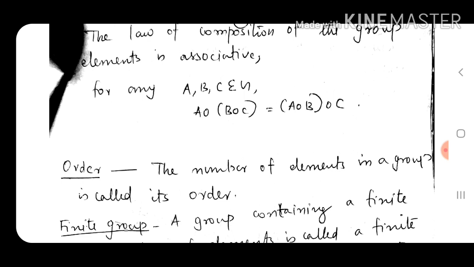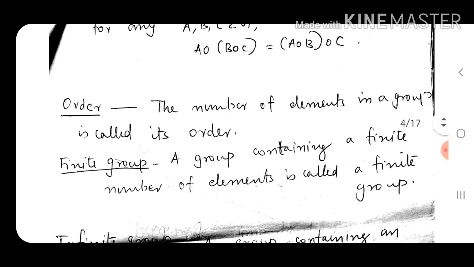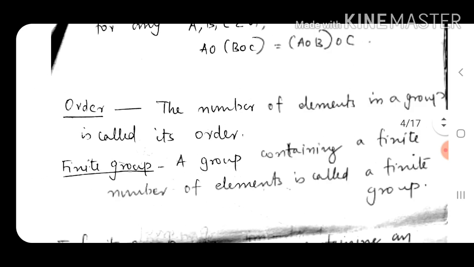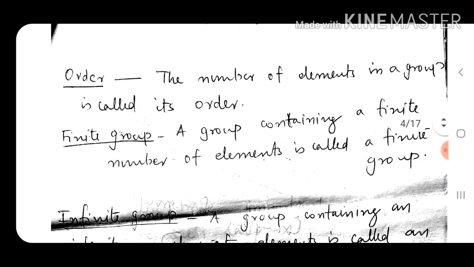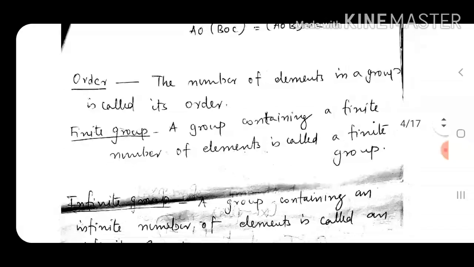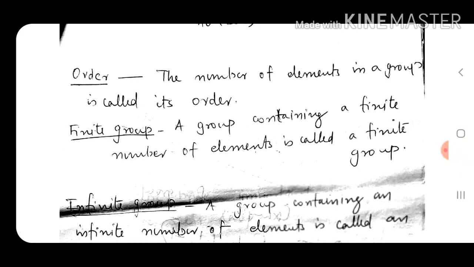Now I think you have understood the definition of the group. We have seen two examples of it. Actually we first saw the examples and then we came to the definition of the group. Order of the group. Order of a group is the number of elements in a group. Okay, number of elements in a group is called its order. So if there are 5 elements in a group, we say its order is 5.